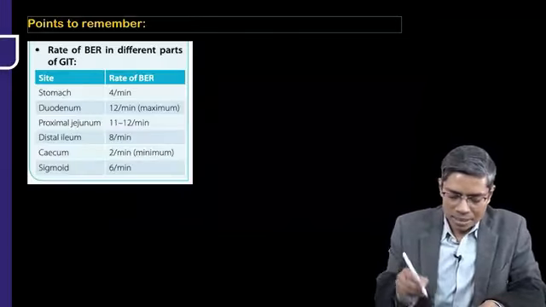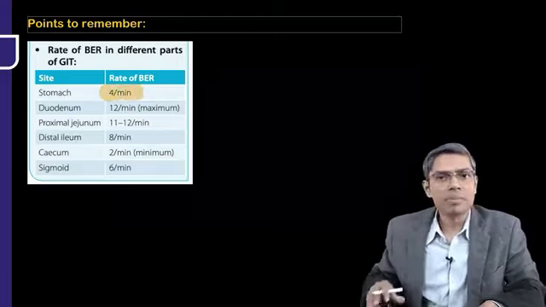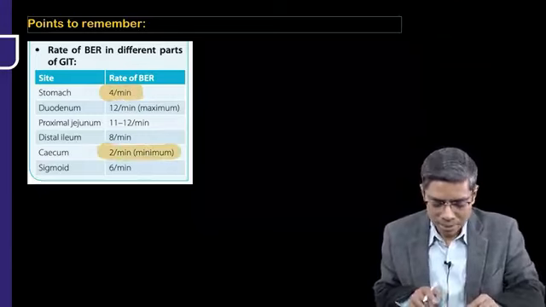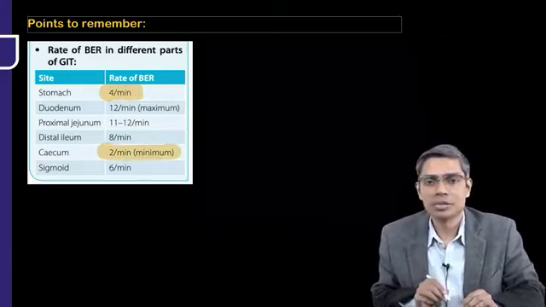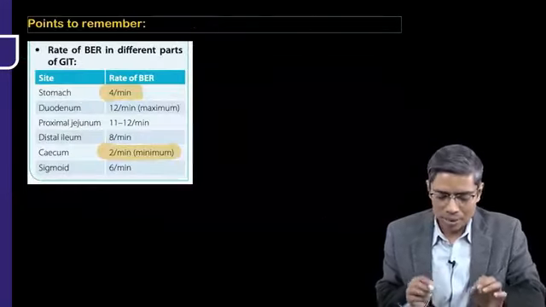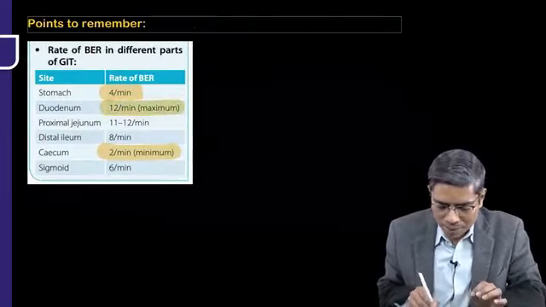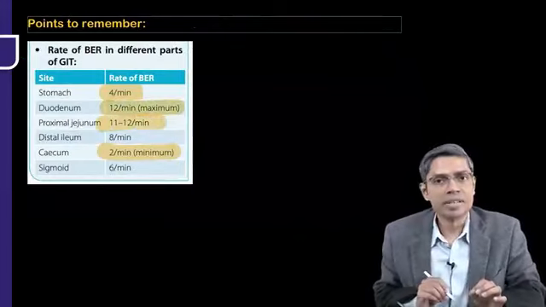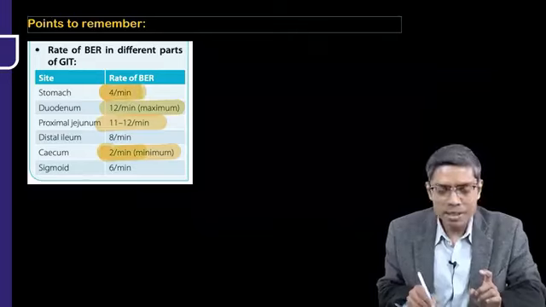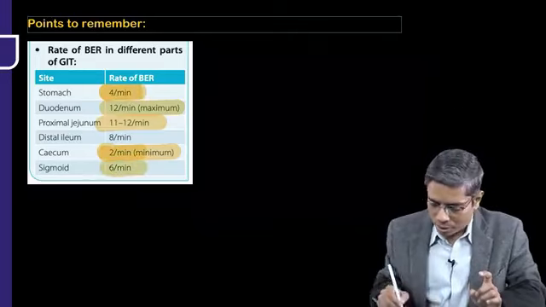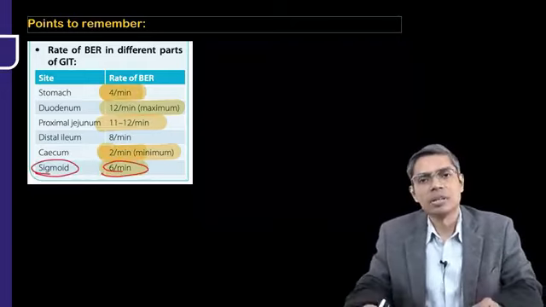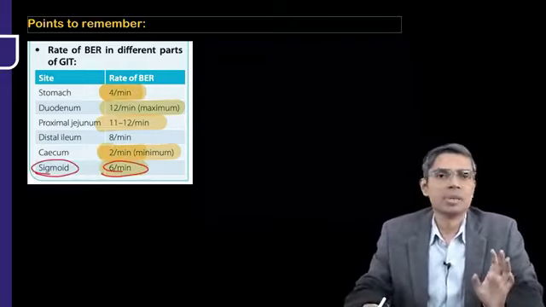Here it is given. In case of stomach, this is 4 per minute. In case of cecum, 2 per minute. But cecum is not there in this option. In this question, the option is not there. So that's why we are choosing stomach. Okay. But look, the maximum rate is duodenum followed by jejunum, right? And the minimum rate is cecum. If that is not in the option, then stomach. And sigmoid colon, they have also asked directly what is the rate of BER at sigmoid colon. Your answer is 6 per minute.